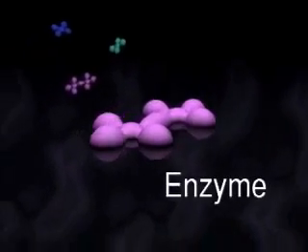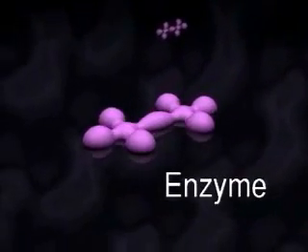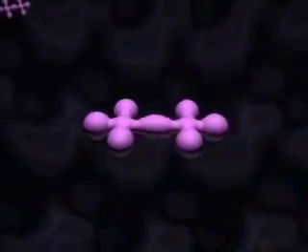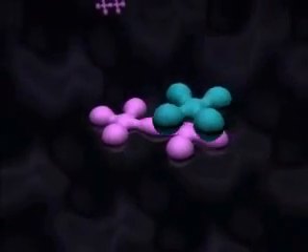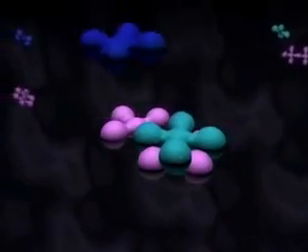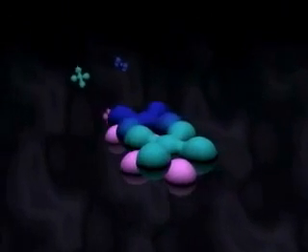Enzymes enable molecules called substrates to undergo a chemical change to form new substances called products. Each enzyme acts on a specific molecule or set of molecules called substrates. Each substrate fits into an area of the enzyme called the active site. This fitting together is often compared to a lock and key mechanism.